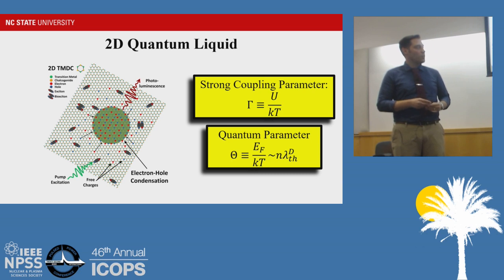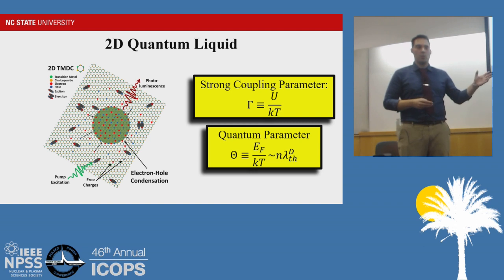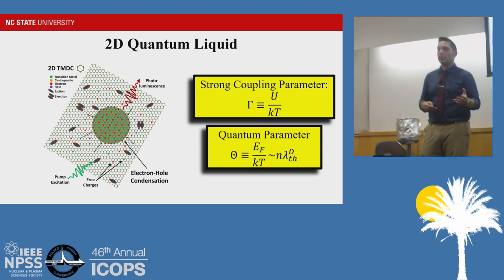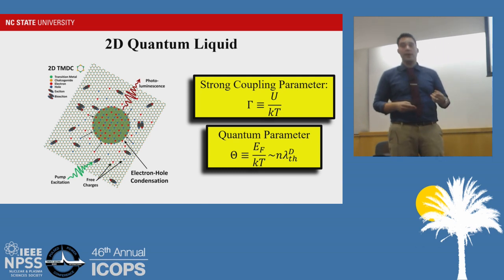This parameter means that once this is 1 or greater, or essentially 1 and larger, you have to really start treating this quantum mechanically, not just classically. And that has different effects. So I'll describe where we discovered this at NC State.